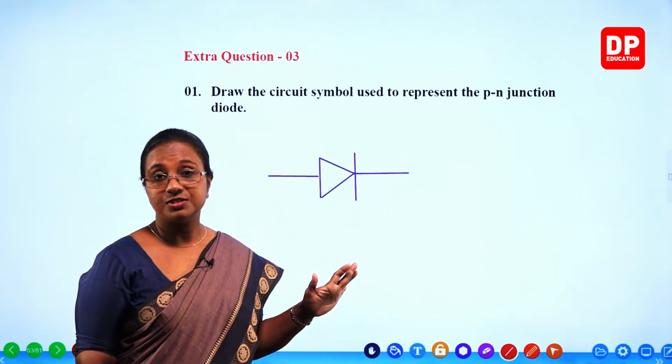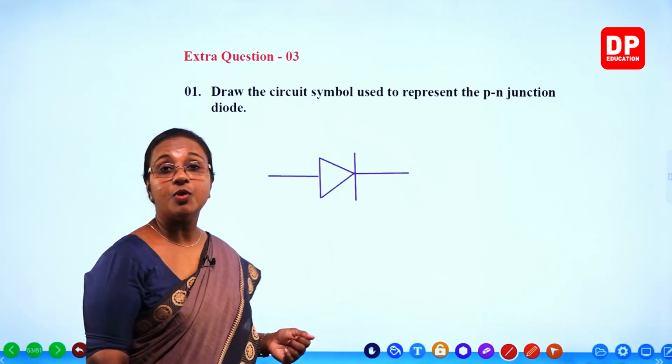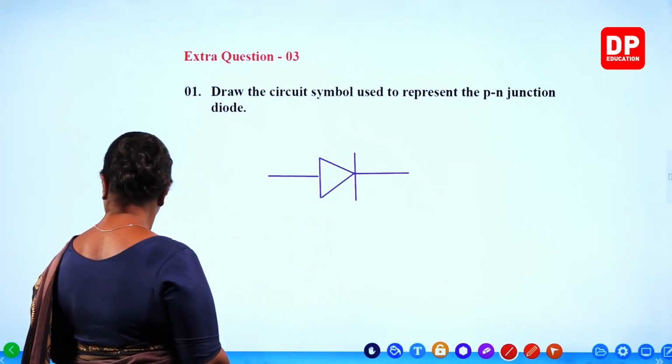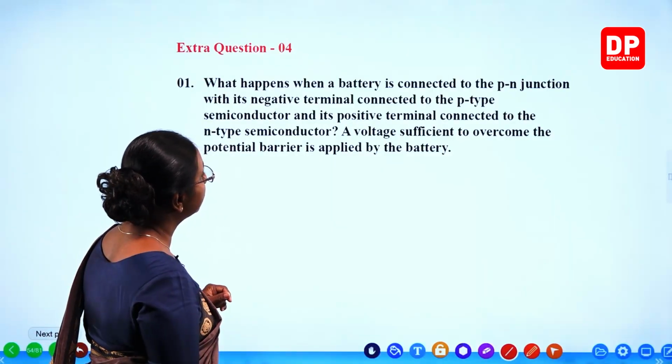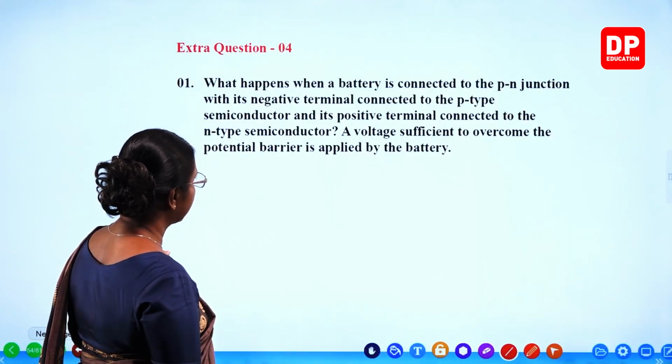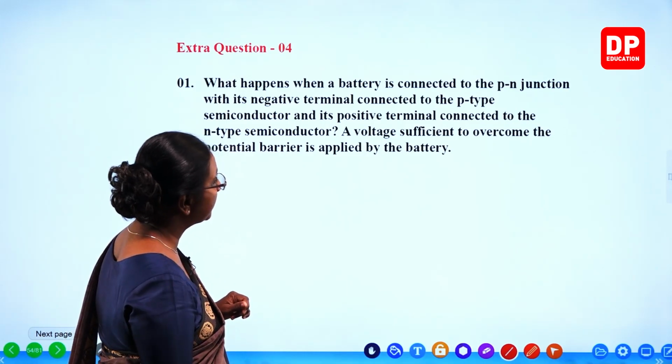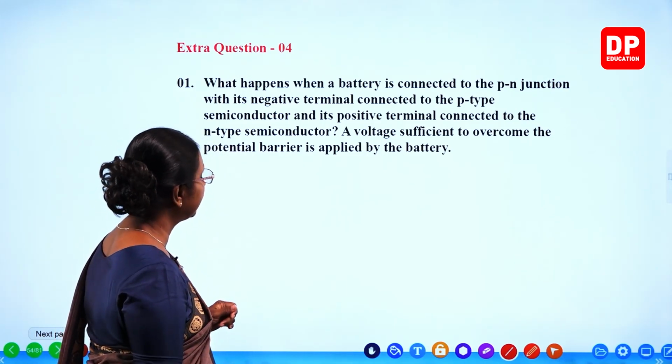Is that clear, students? Then I will move on to the next question. Extra question 4. What happens when a battery is connected to the PN junction with its negative terminal connected to the P-type semiconductor and its positive terminal connected to the N-type semiconductor?